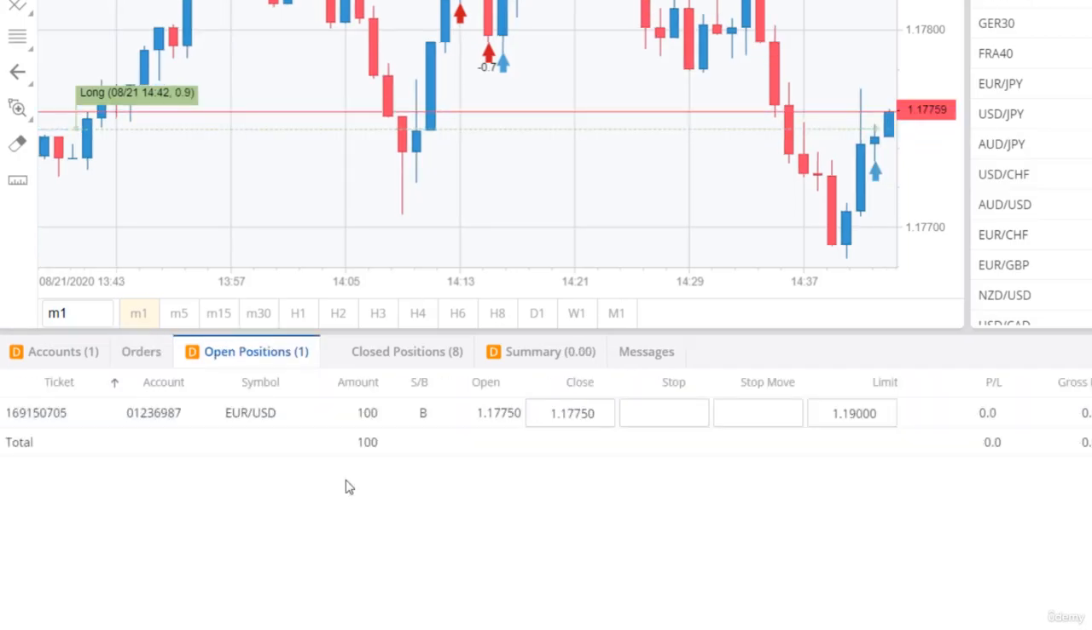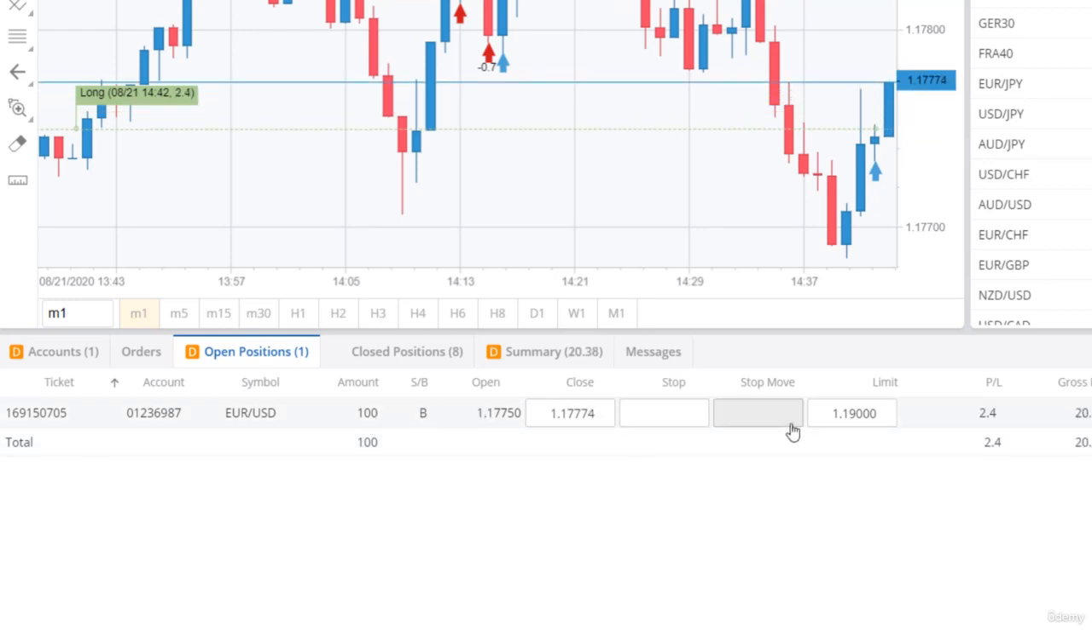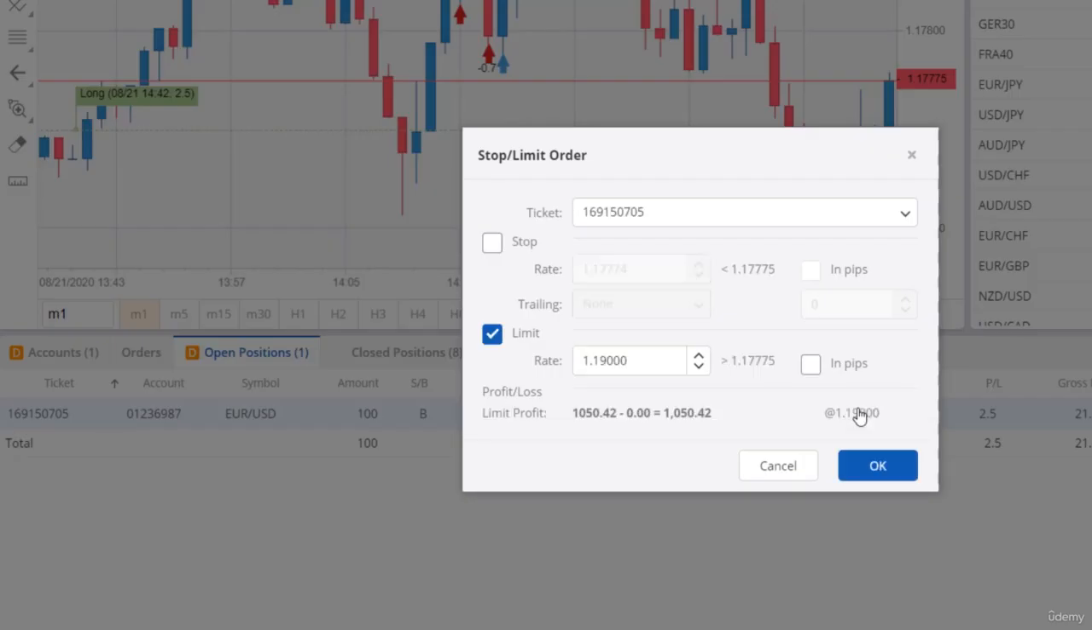So here we can see our open position. It's a long position for 100,000 units. And also here we can see our take profit or limit order at 1.119. And here we can also change the price. So let's click here. And we can also delete or cancel our take profit order.